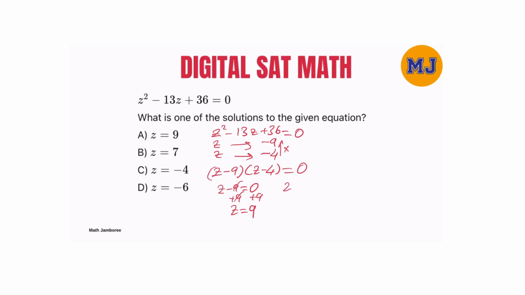Or, if you solve the second binomial and add 4 to both sides, z will be +4. We don't have +4 in the choices, but we do have 9 in choice A. So the answer is A for this specific question.